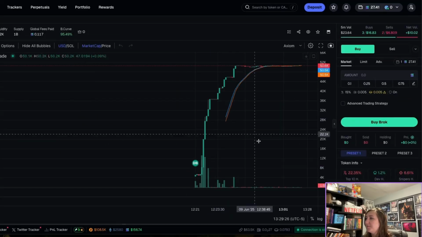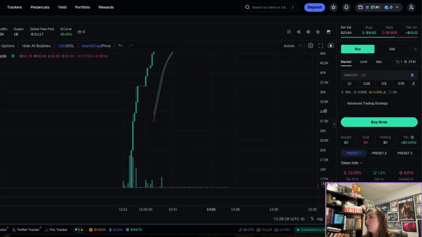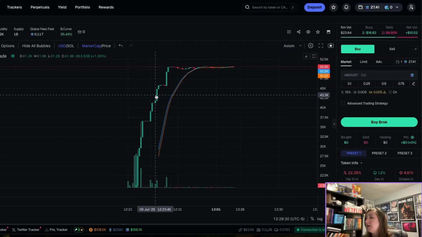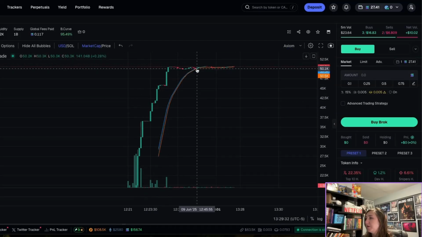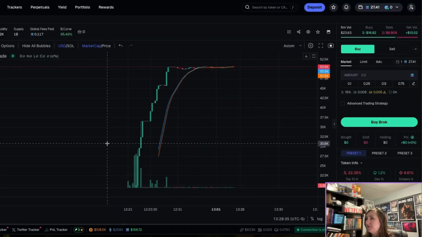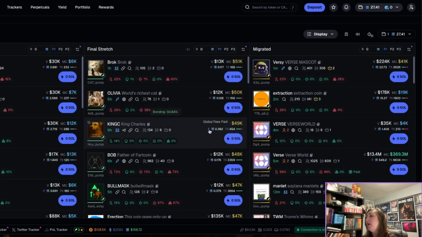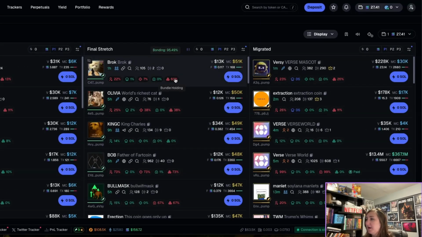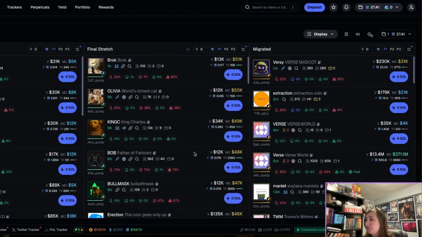So we'll go ahead and pull this up here. You can totally tell this is a rugged coin. How can we tell? We have a lot of large green bars, no real wicks on these, and then it just tops out. So this is a giant rug that you can avoid. And you could have seen this by the bundle amount here at 60%. So that is something you want to avoid there.